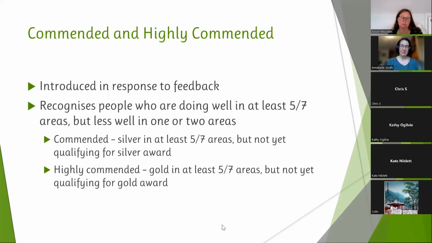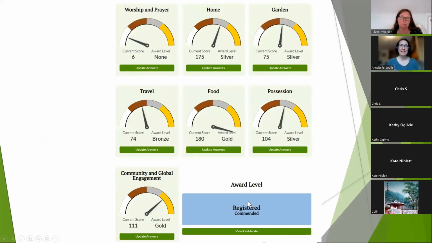Now that sounds a little bit confusing, so I've got some scenarios which will help explain it. So this person, for example, hasn't yet reached bronze level because in their worship and prayer area, they're not yet at bronze.